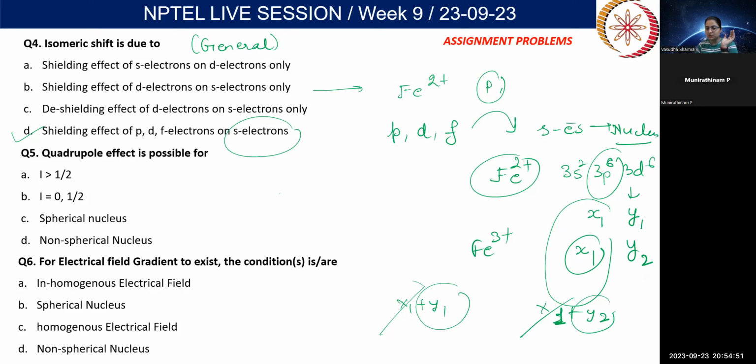But we cannot ignore that p electrons, whatever they are in the valence shell, are also participating in shielding. But in all the complexes, it is constant. That's why we said that it is not affecting more. But we cannot ignore that both p and d electrons, and f electrons if existing, are actually shielding your s electrons from the nucleus. Clear or not?